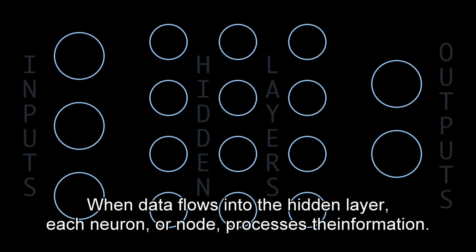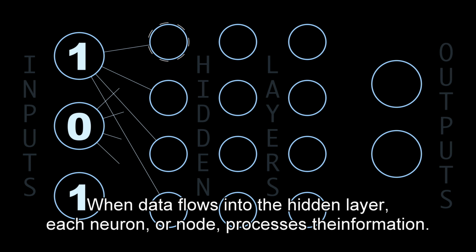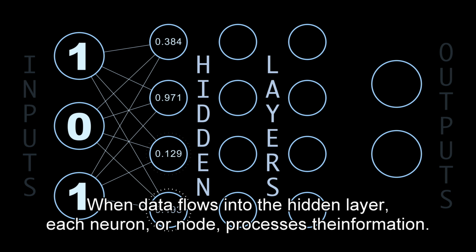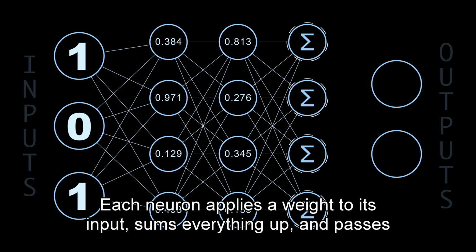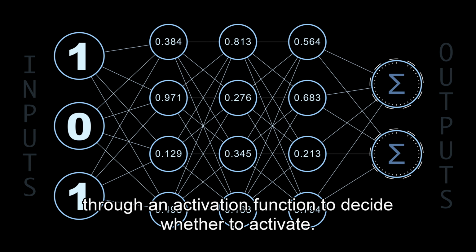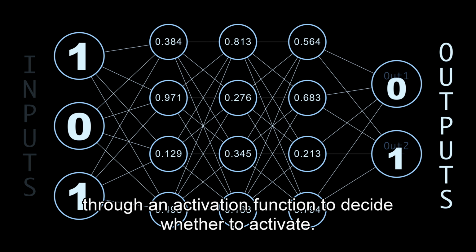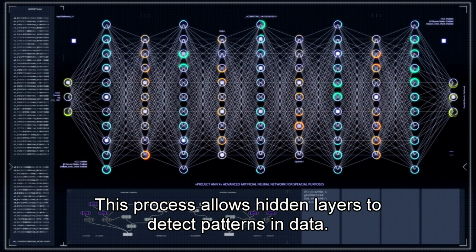When data flows into the hidden layer, each neuron, or node, processes the information. Each neuron applies a weight to its input, sums everything up, and passes the result through an activation function to decide whether to activate. This process allows hidden layers to detect patterns in data.